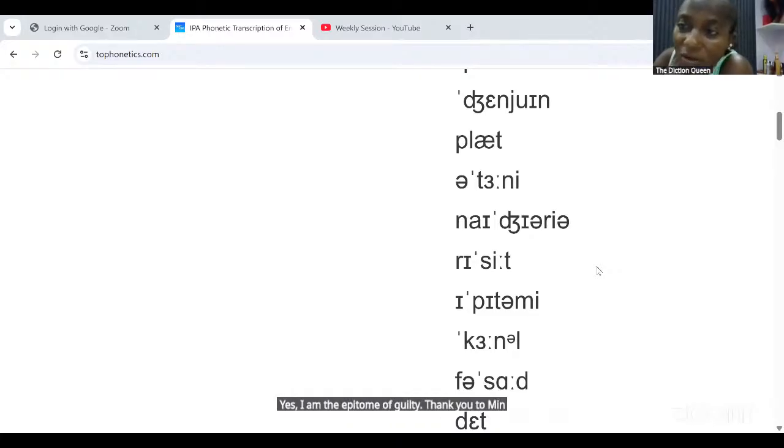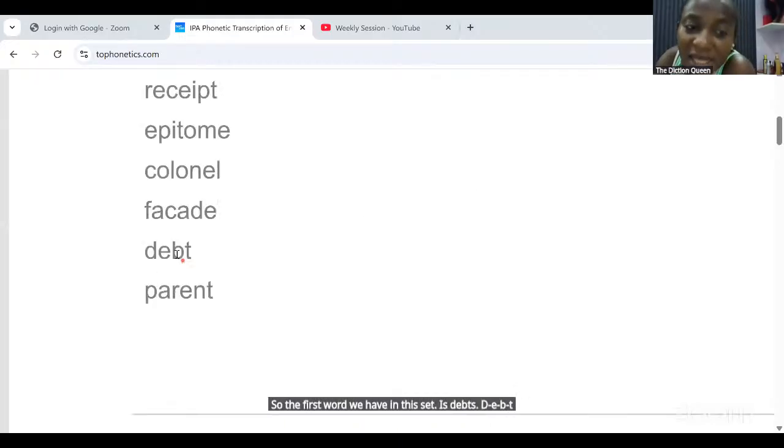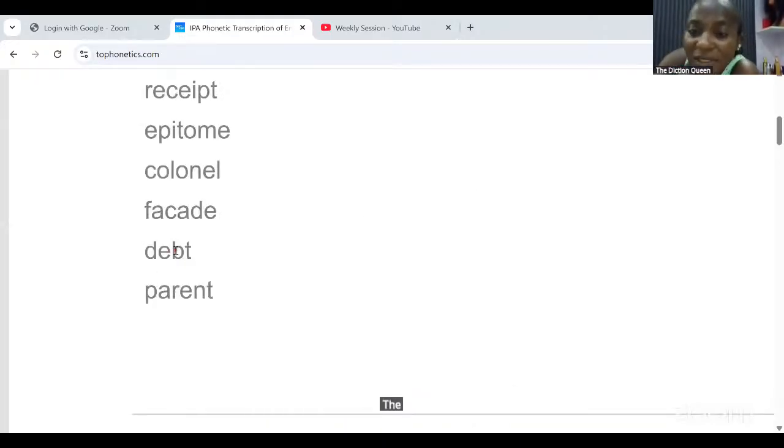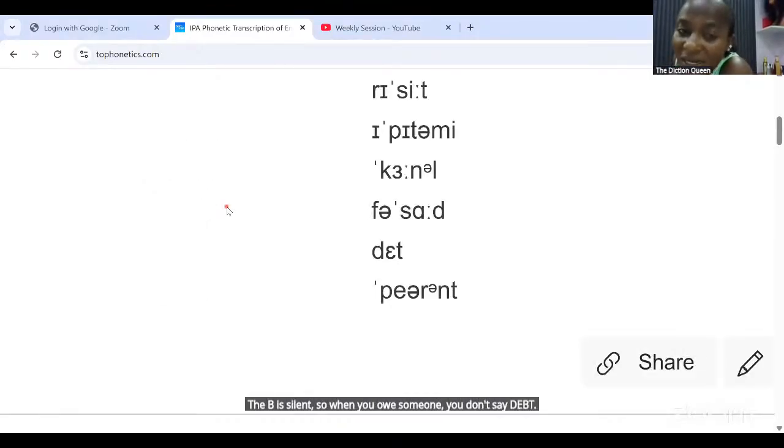Now let's conclude the last set of words. The first word we have in this set is debt. D-E-B-T, debt. The B is silent. So when you owe someone, you don't pronounce the B. Say debt. And the last word is parent.